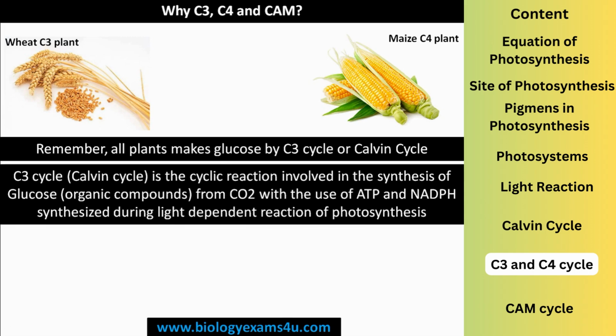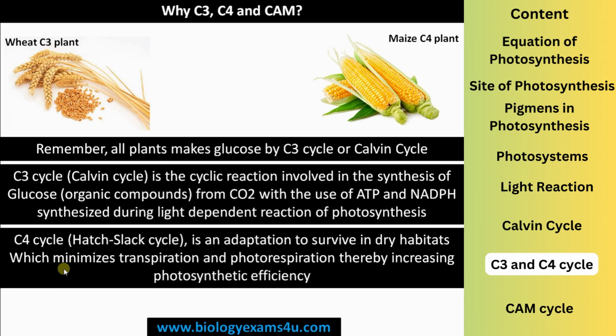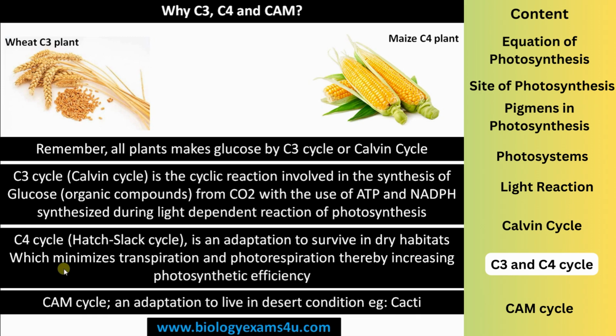Calvin cycle is a cyclic reaction involved in the synthesis of glucose from carbon dioxide with the use of ATP and NADPH that is synthesized during the light dependent reaction of photosynthesis. We have discussed that in detail in the video regarding 4 stages of light dependent reaction of photosynthesis. Now C4 cycle is actually an adaptation to survive in dry habitats for 2 reasons: to minimize transpiration and also to nullify photorespiration, a process that involves wastage of energy, thereby increasing the photosynthetic efficiency. CAM cycle is an adaptation to live in desert conditions, and we'll be discussing that in the next video.